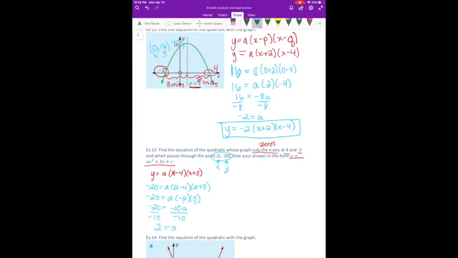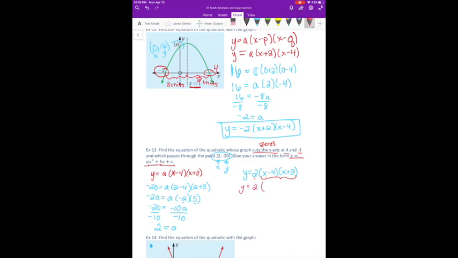A equals 2. So I've got y equals 2 times x minus 4 times x plus 3. All right, now I need to write it in general form, which means I need to multiply all of this out, so it gets ax squared plus bx plus c. In order to do that, I can do it one of two ways. I can multiply the 2 by the x minus 4, or I can multiply x minus 4 times x plus 3, and then multiply everything by 2, which is what I'm going to do.